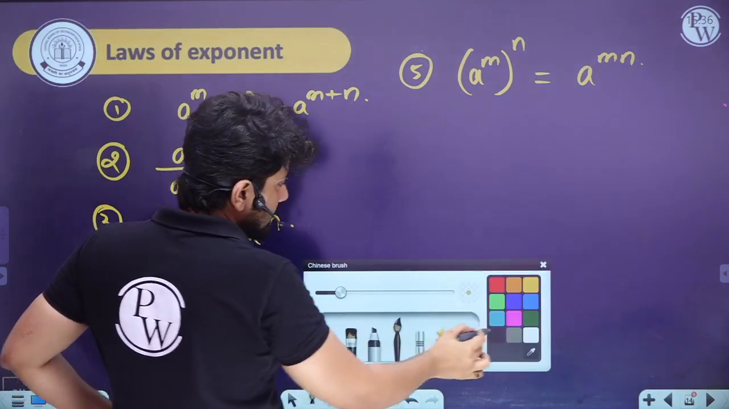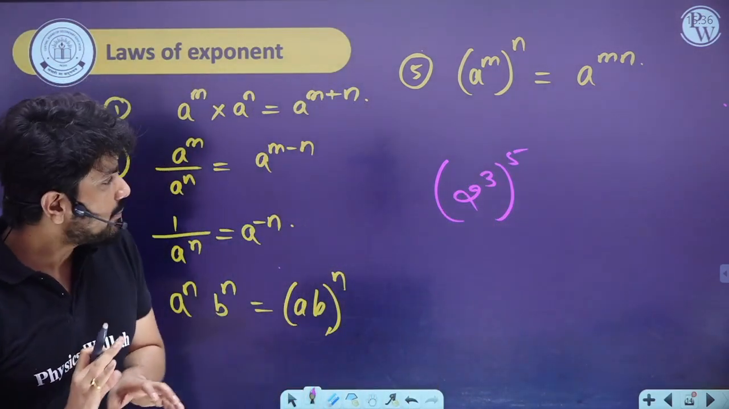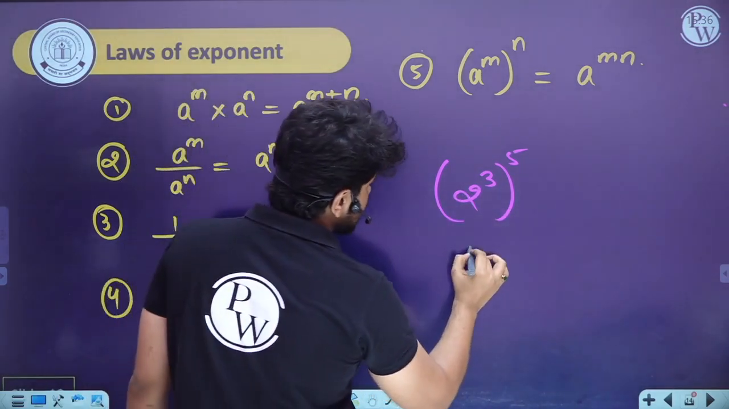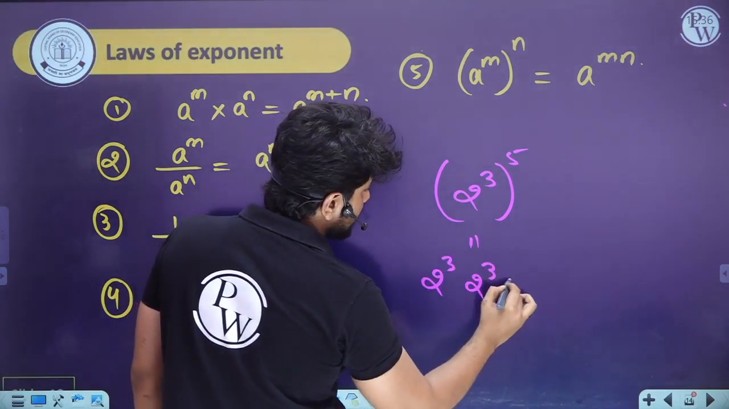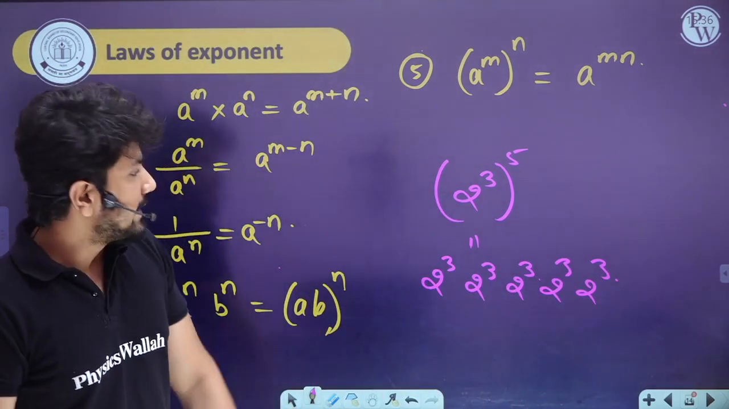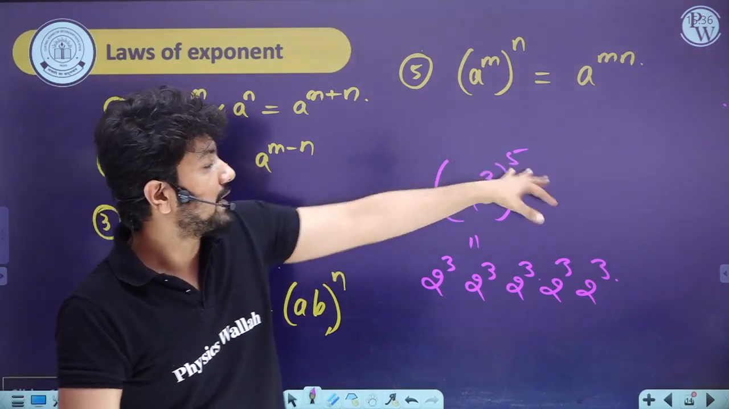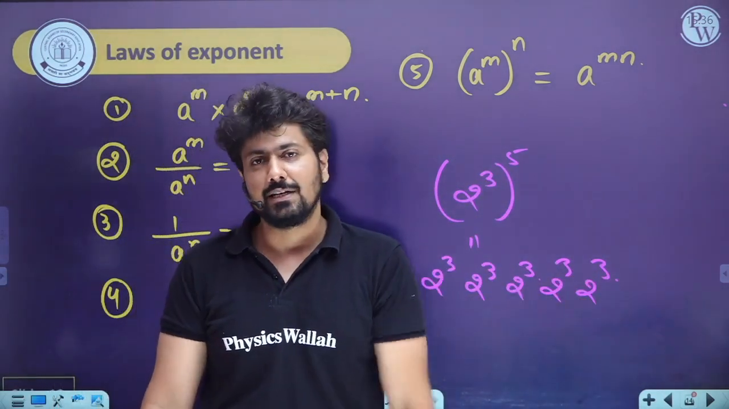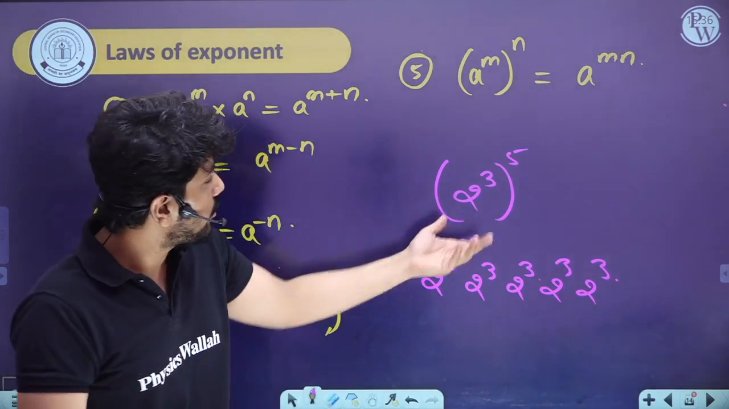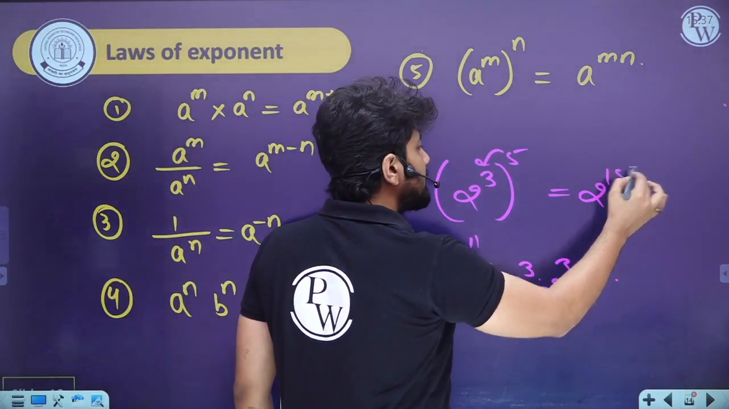Okay. Suppose I have 2 raised to the power 3 whole raised to the power 5. What does it mean? It means that I have written this number 2 raised to the power 3 five times. Basically, this means that 2 raised to the power 3 into 2 raised to the power 3 into 2 raised to the power 3 into 2 raised to the power 3 into 2 raised to the power 3. So if I add all these powers, this will be equal to 15, or we can directly say that here powers will get multiplied. So this will be equal to 2 raised to the power 15 only.